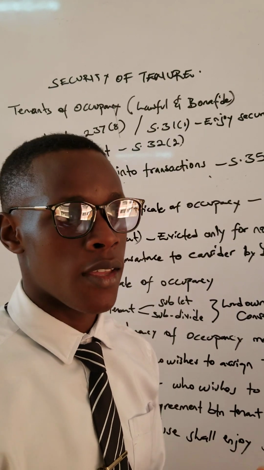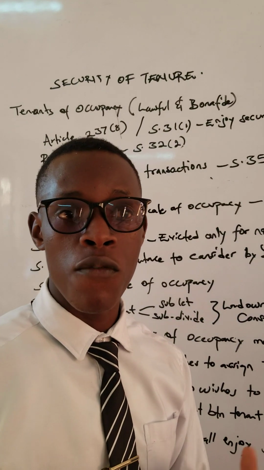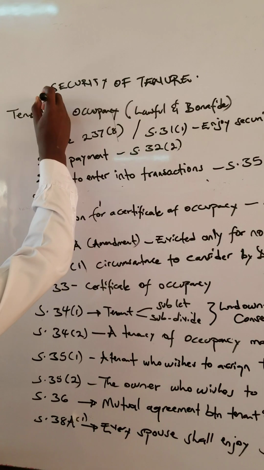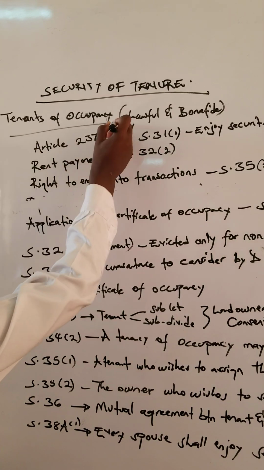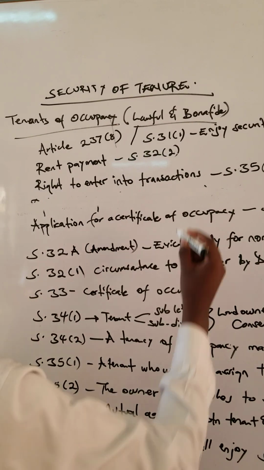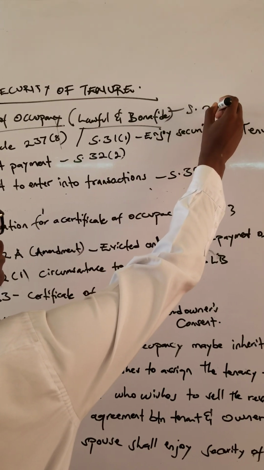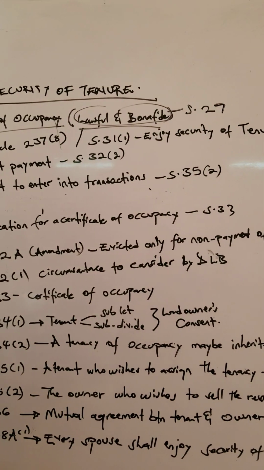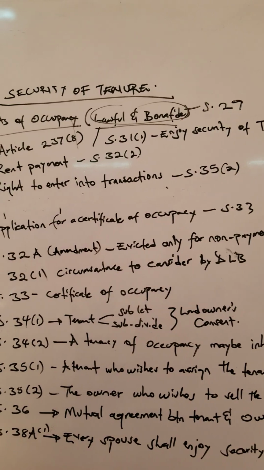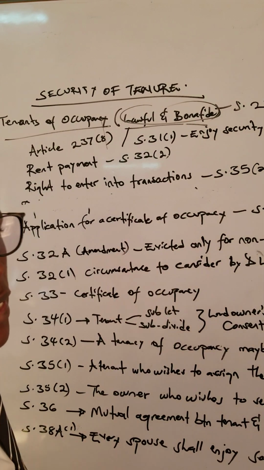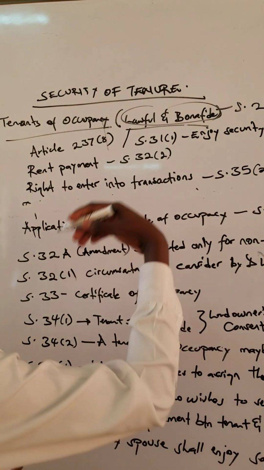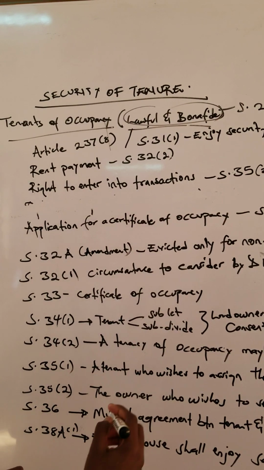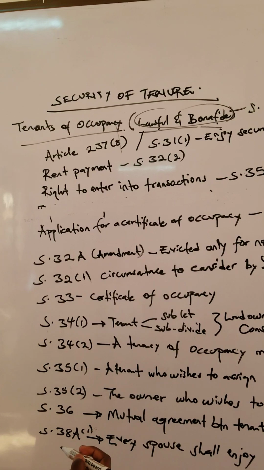I'm going to first discuss the security of tenure of the lawful occupants, which are the lawful and the bona fide. These are portrayed when you read Section 29 of the Land Act. That's where we will find the lawful and bona fide occupants. I'll not go more on what they are because there are certain topics that expound more about them. But today we are looking at the security of tenure.